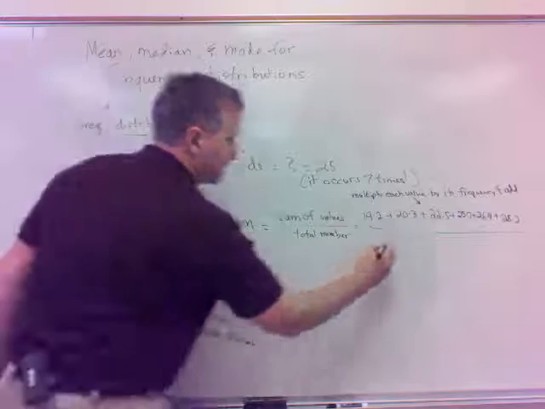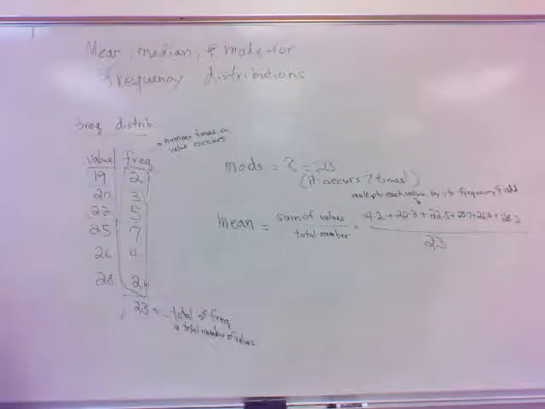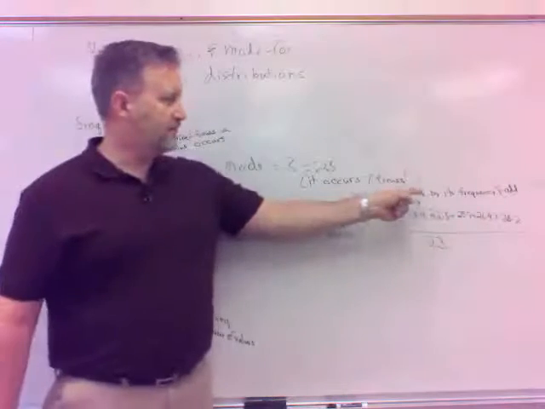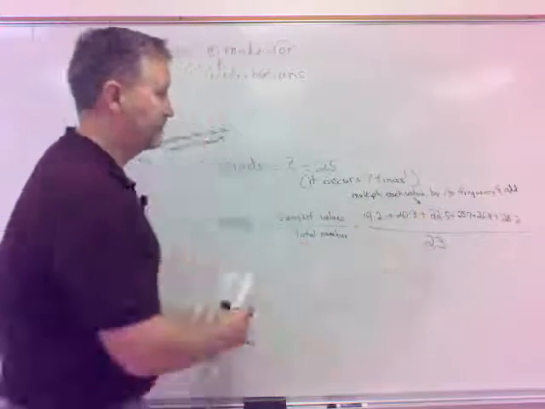And that's what goes here. So my mean from this is, yeah, take each value by its frequency, multiplied, add those up, and then divide by the total of the frequencies.